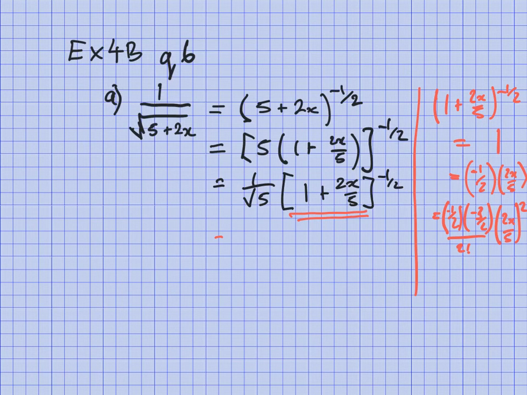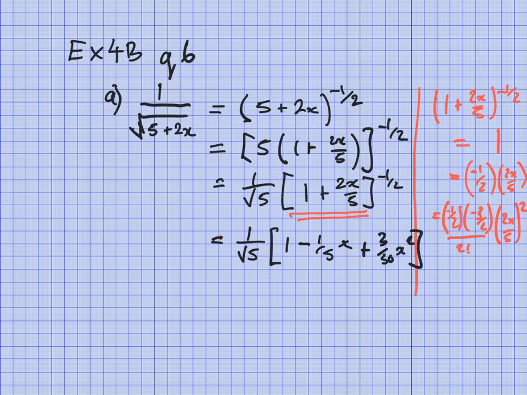So let's simplify those terms over here. First of all, remembering that it's all still times 1 over root 5, we get 1 minus a fifth x. Working that out, doing the calculation, I get 12 over 200, which cancels to 6 over 100, 3 over 50. So that's 3 over 50 x squared.